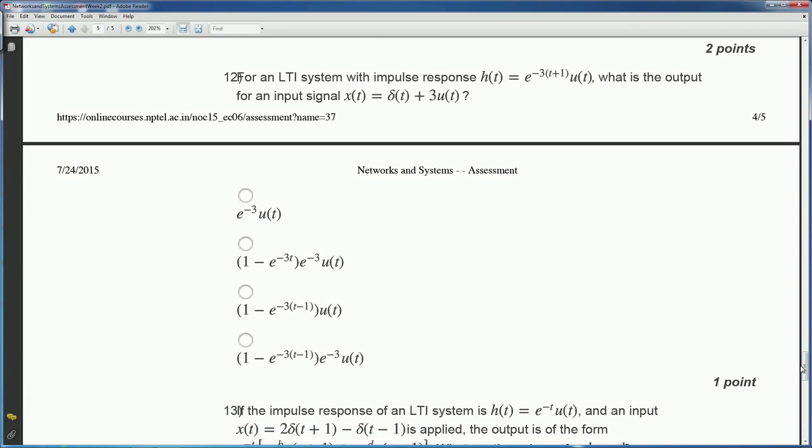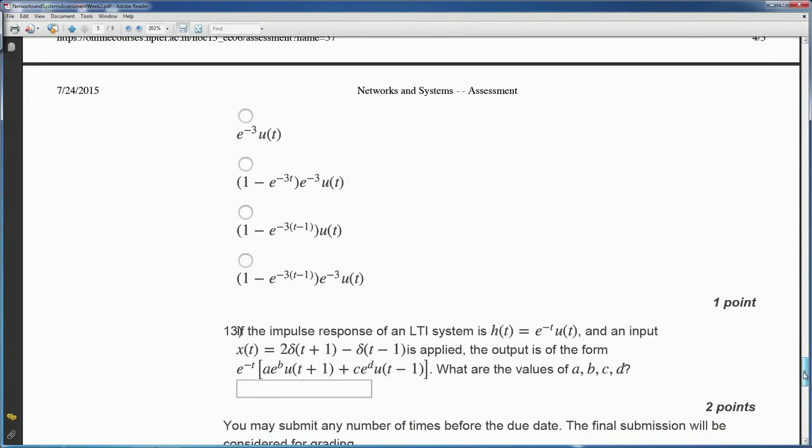And once again you come to the 12th question, which is again a classic question on LTI signals, LTI systems. You have an impulse response h of t, and now you have a slightly more complex input signal. It's delta of t plus 3 times u of t, but you know this is an LTI system, you can use so many different properties and convolution, etc., and you get to the answer quite easily. It's a standard LTI system question.